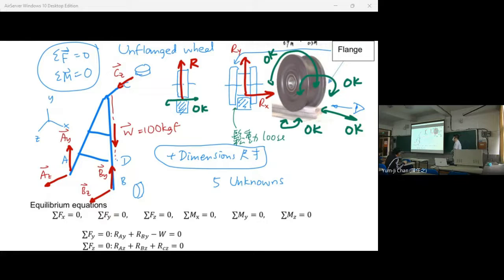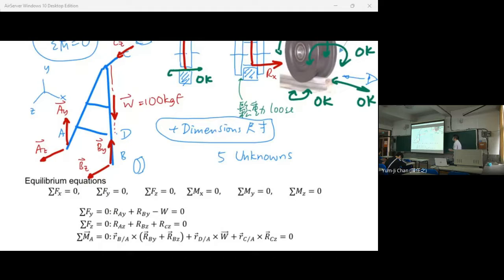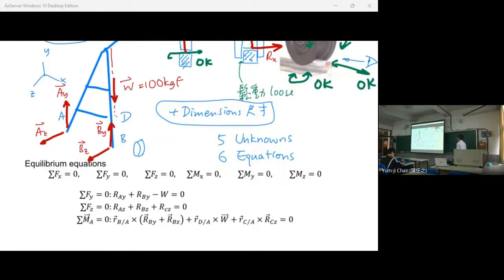And how many equations do we have in a 3D equilibrium problem? We have 6. Okay. So something is wrong here. Because for 5 unknowns, as you learn from mathematics, we should have 5 equations. So you can get these 5 unknowns, but we now have 6 equations.